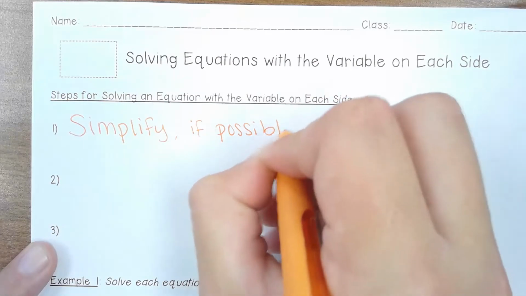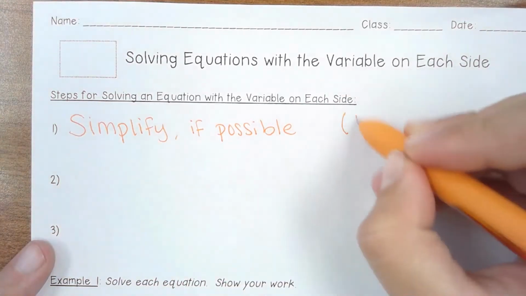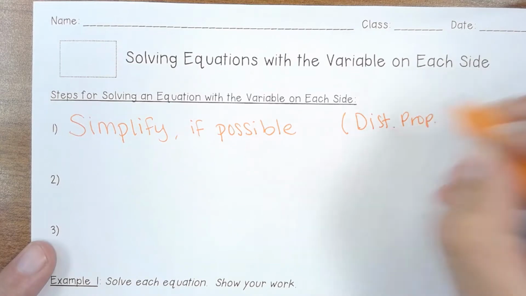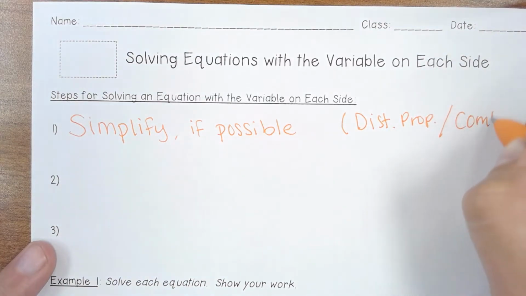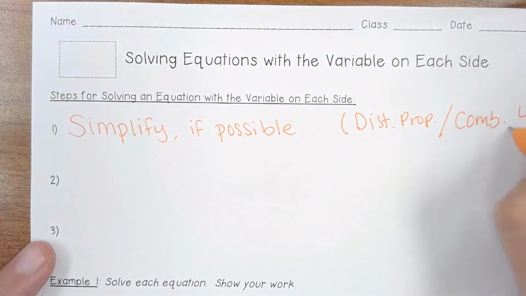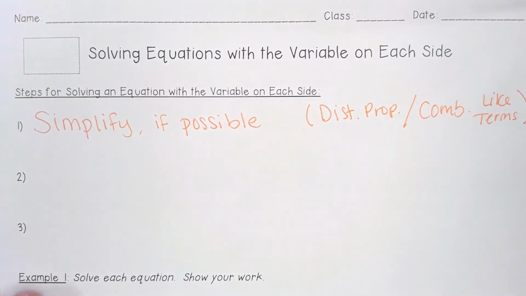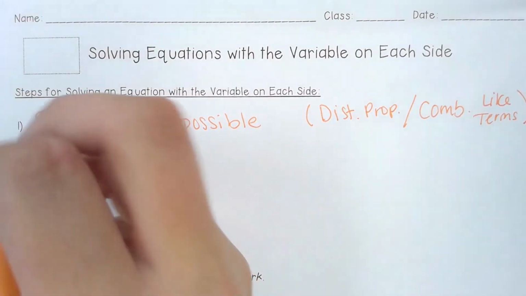So when I say simplify, that means your distributive property that we've talked about, or you're combining like terms. So if you can simplify, you must do that first, okay? Then your next step is to add or subtract.